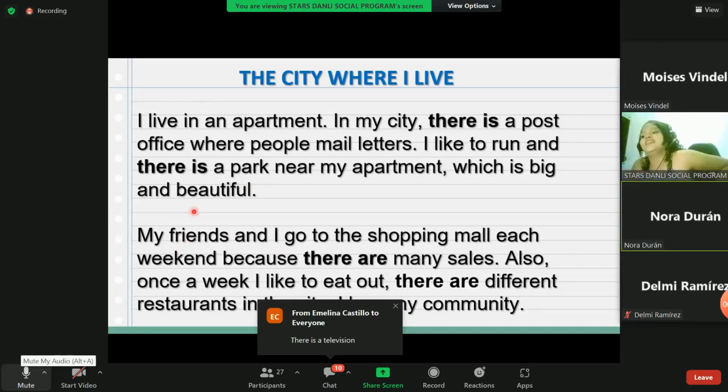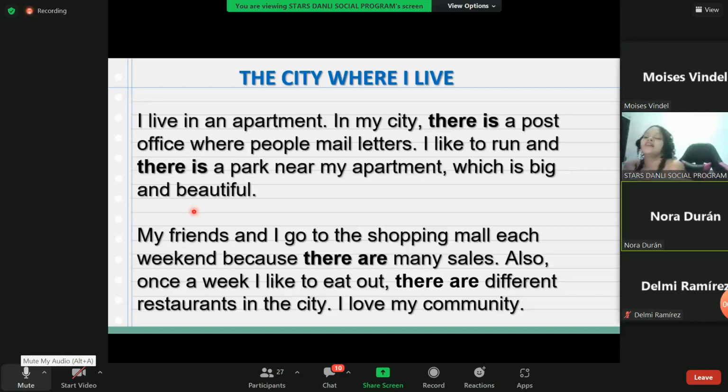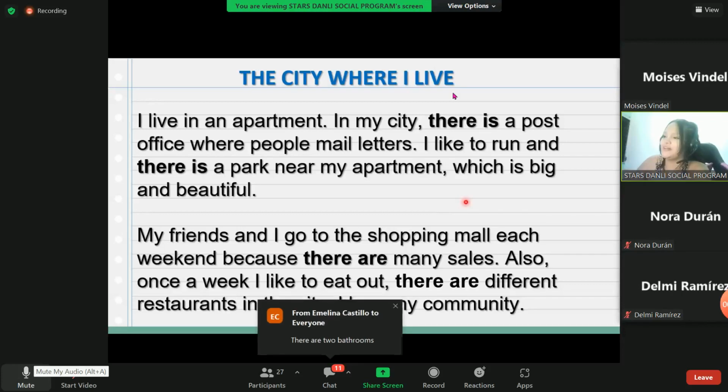I live in an apartment. In my city, there is a post office where people mail letters. I like to run, and there is a park near my apartment, which is big and beautiful. Sigo. Vamos, un voluntario más. Gracias, Nora. Vamos a ver a alguien más.